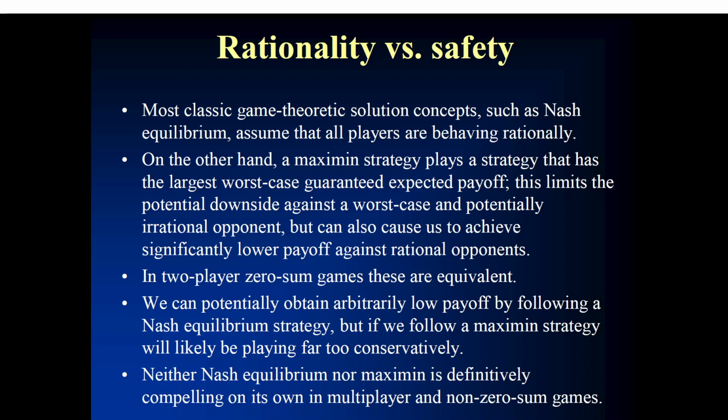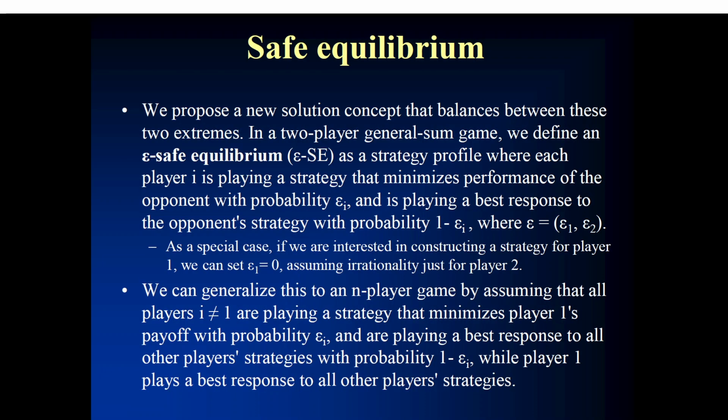And so in two-player zero-sum games, this distinction doesn't really matter. These are equivalent. But for other games, multiplayer and non-zero-sum, they're not. And so in general, we can potentially obtain a very low payoff, like we just saw by following Nash equilibrium. But we can also get a low payoff by being too conservative with a maximin strategy. So neither of these is completely compelling on its own. And so we're going to propose a new concept called safe equilibrium that balances between these two.